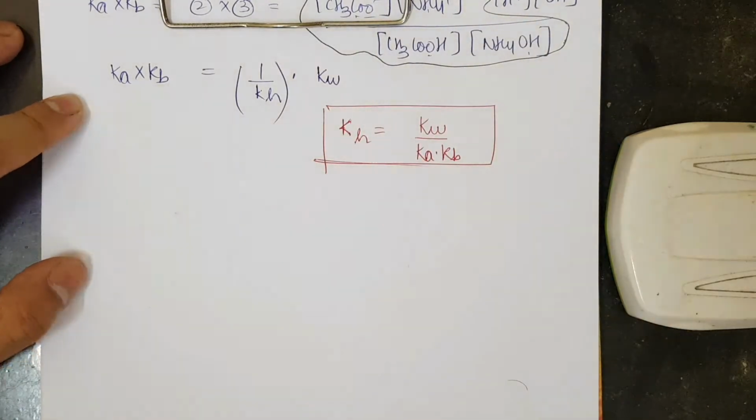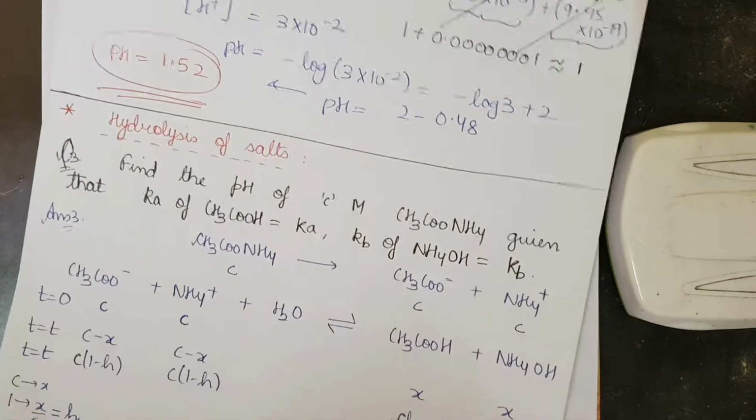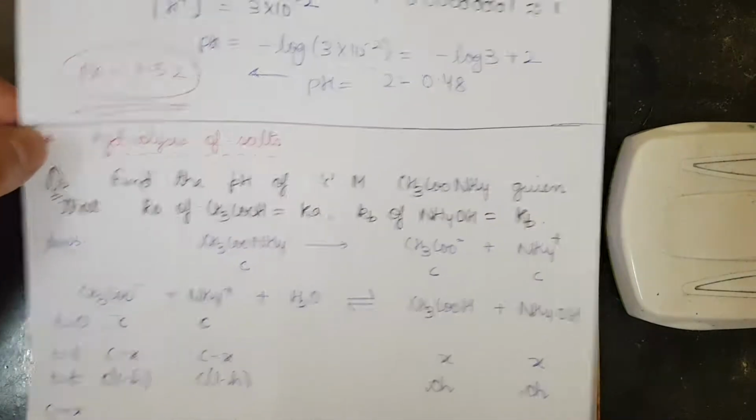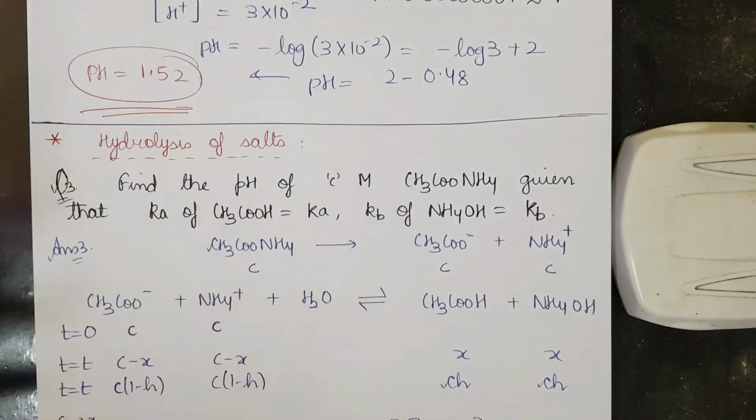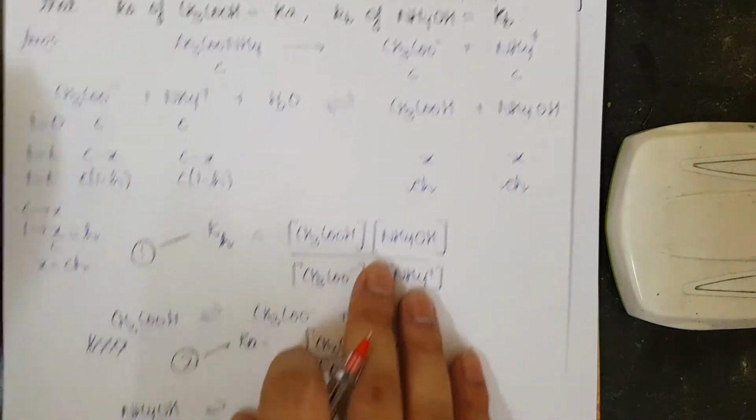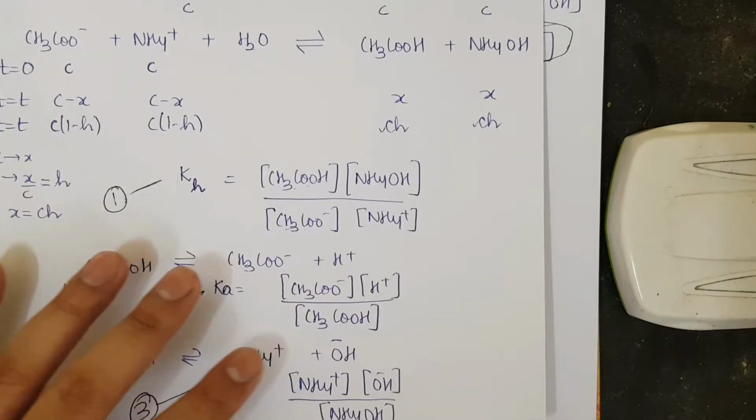Now this thing should be known to you. Why? Because in the question nowhere has KH been mentioned. So if you don't know how to calculate the value of KH, then you are definitely stuck in the hydrolysis of salts, and that is why people consider it to be very confusing. Now KH is written to be equal to this thing.